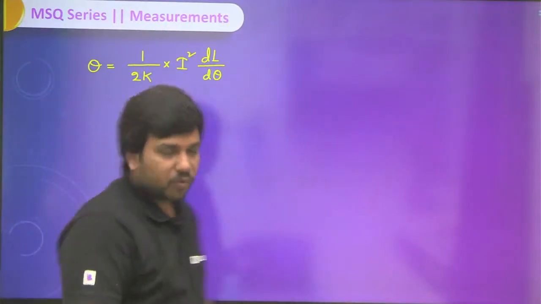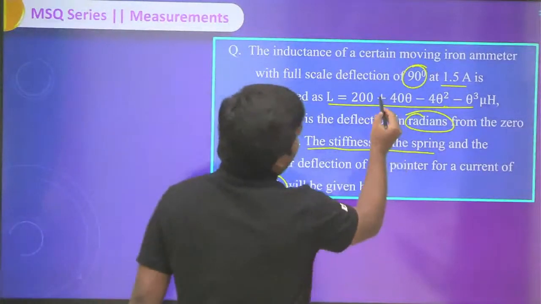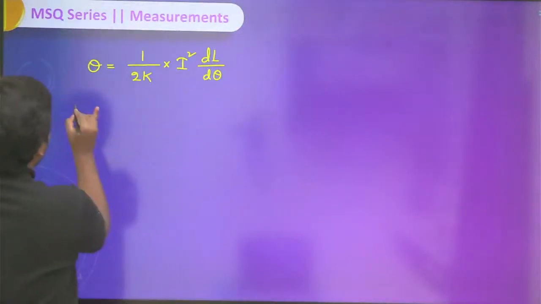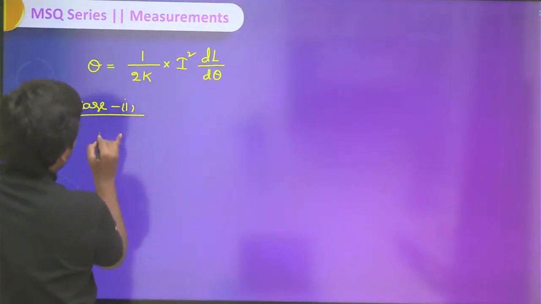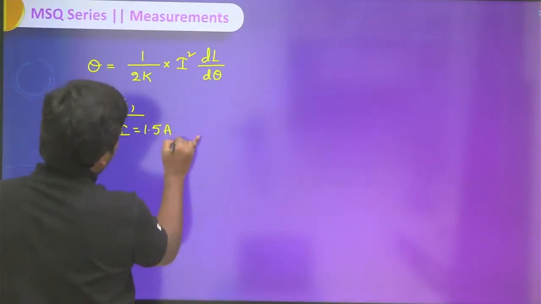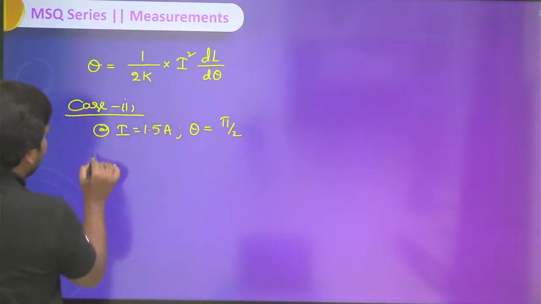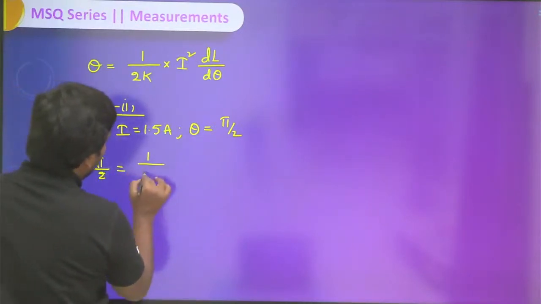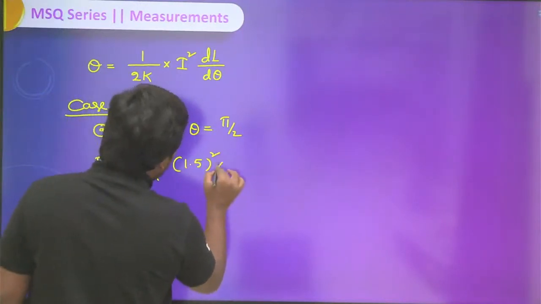Yes, that is what I am also doing. Now, see the data. He is saying that when you have 1.5 ampere current, deflection is 90 degrees. So, very good. Case 1. When I equals 1.5 ampere, theta is equal to pi by 2. Correct? So now let's substitute that, then it becomes pi by 2 equals 1 divided by 2 times k into 1.5 whole square into dL by d theta.